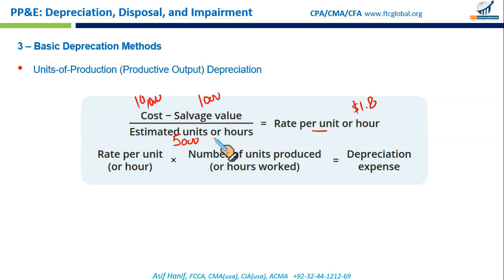So once we have calculated the rate, next is to see how many units or hours were used in the first year. Like let's say in the first year we use 1,000 hours or 1,000 units, multiply it with the rate, and you get the depreciation expense. So as simple as that.